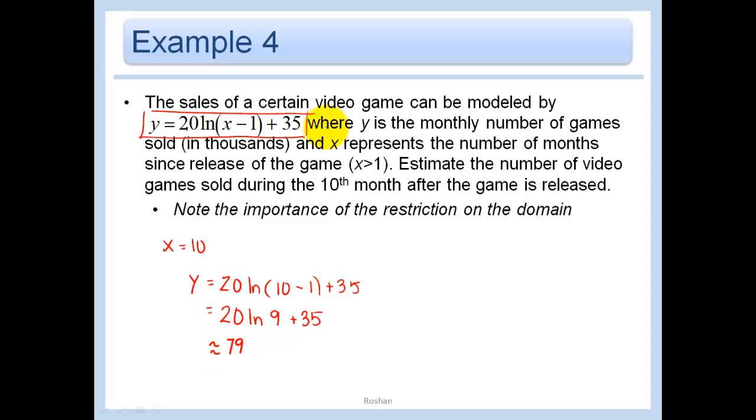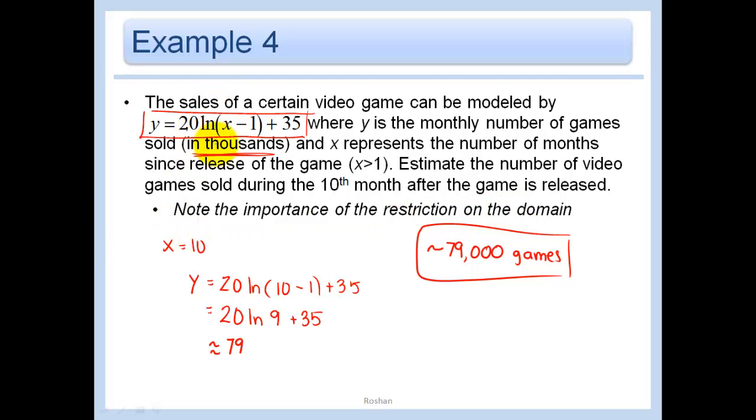But make sure we go back and read our problem. y is the monthly number of games sold in thousands. So how many do we sell? We sell about 79,000 games. And it's very important that you go back and you look for units there and that you note that it's in thousands.